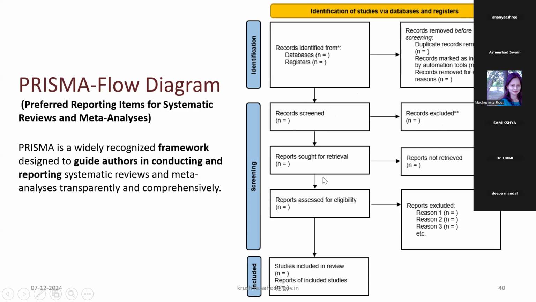Reports sought for retrieval. Sometimes you get the record but you will not get the full text article, because the article is not available. That you can remove also. Reports not retrieved, you can mention also. Reports assessed for eligibility, that is the full text review. After full text review, finally you say this many studies are included. During full text review, you mention the reasons for exclusion. So this is the PRISMA flow diagram.